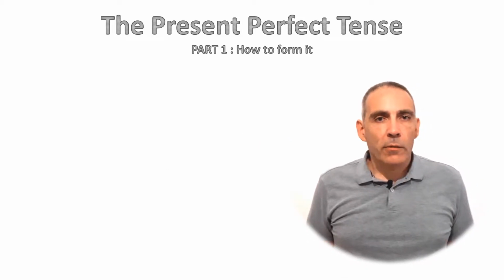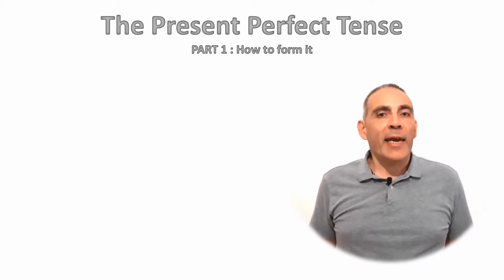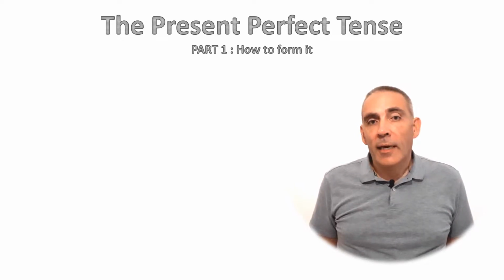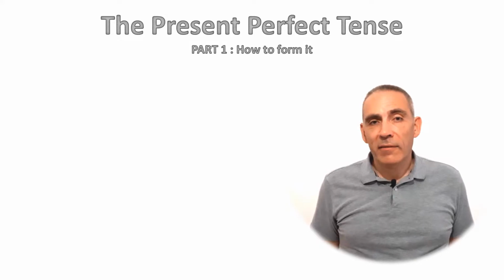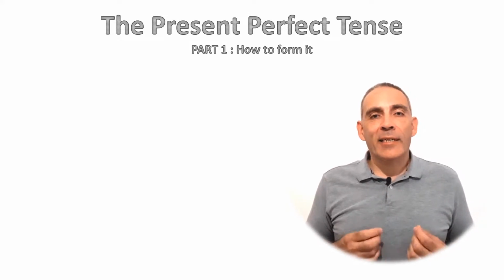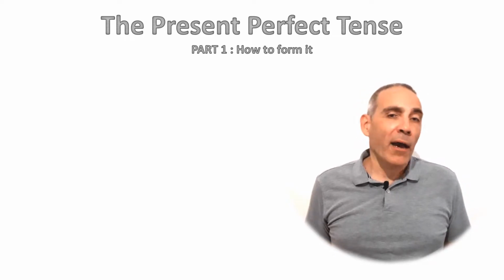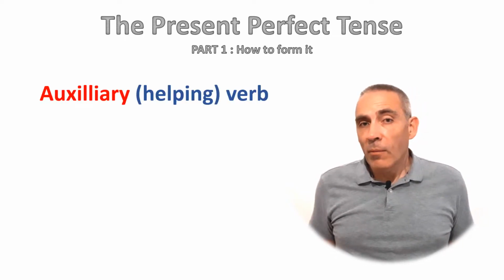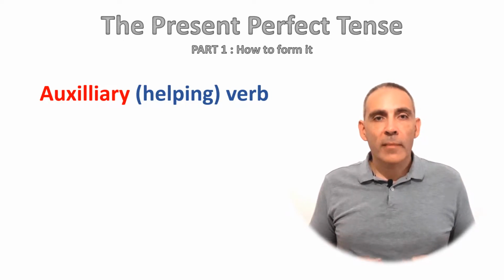In English, to form certain tenses, instead of changing the ending of a verb, as in many other languages, we add a second verb known as an auxiliary verb. This is sometimes called a helping verb. The most common auxiliary verbs are do, be, and have.